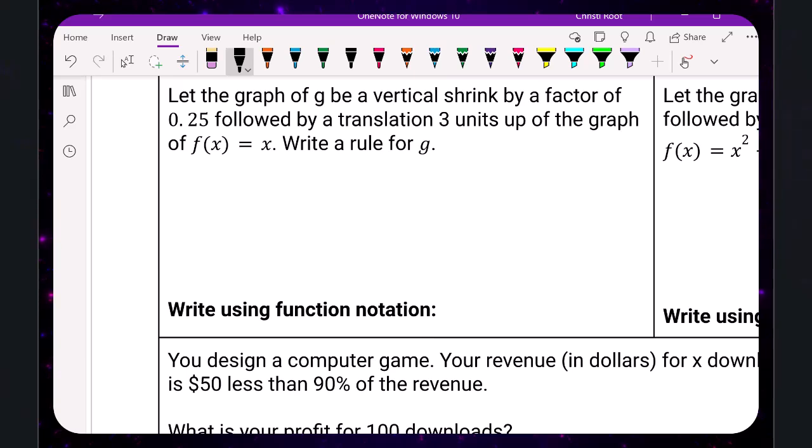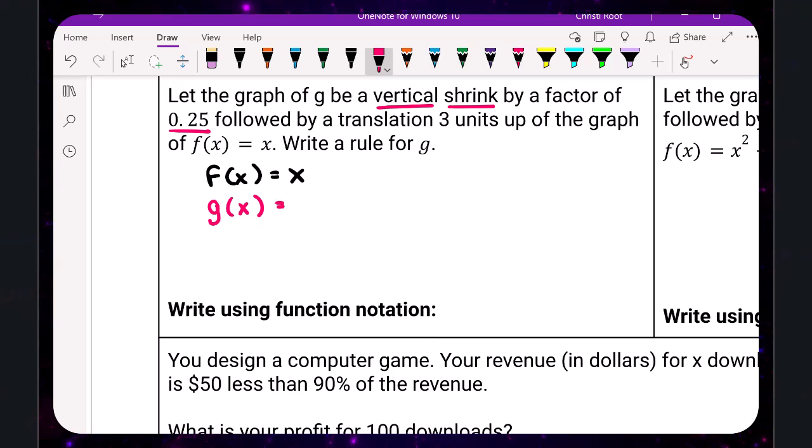So I'm going to write down the function they want me to start with. That is the parent function of a linear equation. And then I'm going to go ahead and do the vertical shrink by a factor of 0.25. So they want me to write it using g, I think. Yes, let the graph of g. So I'm going to take this right here. If it's a vertical shrink or stretch, you're multiplying the entire function by that amount. So I'm going to multiply that to x.